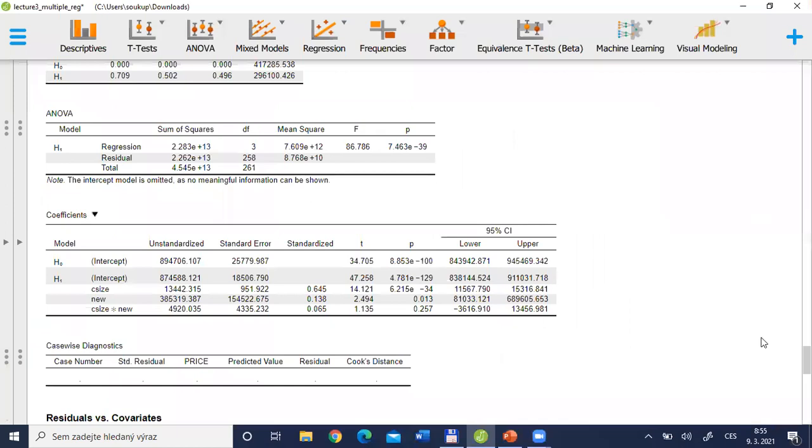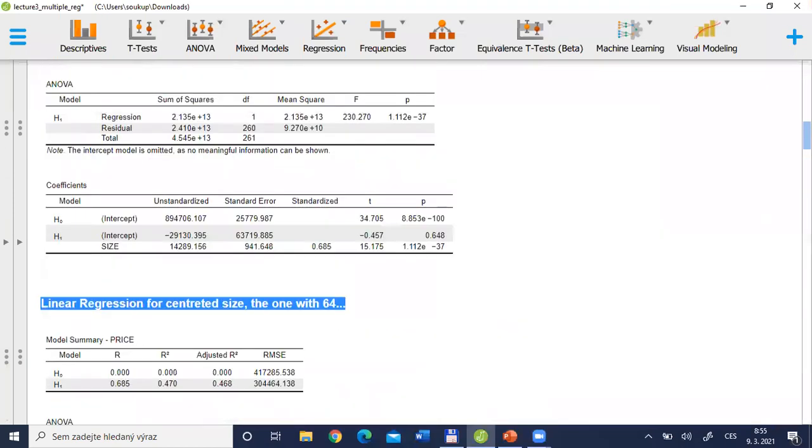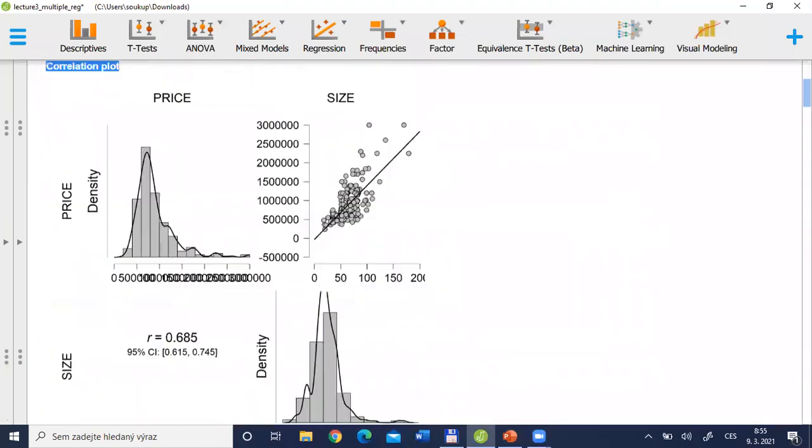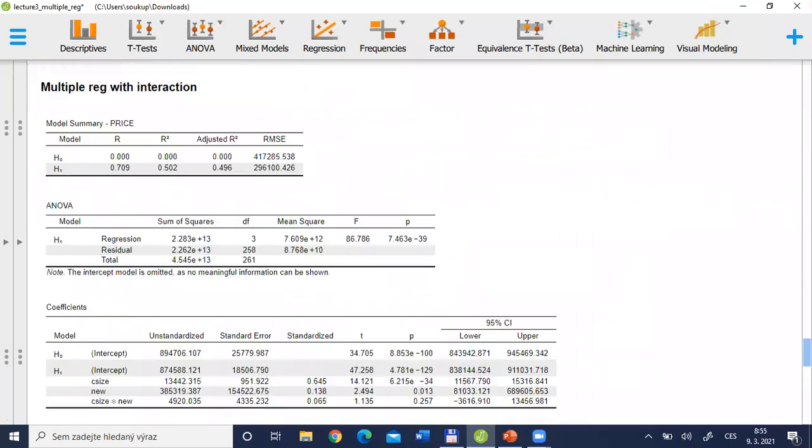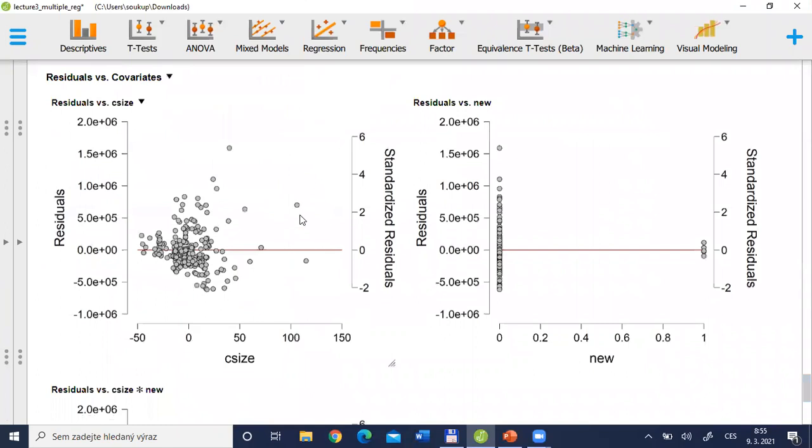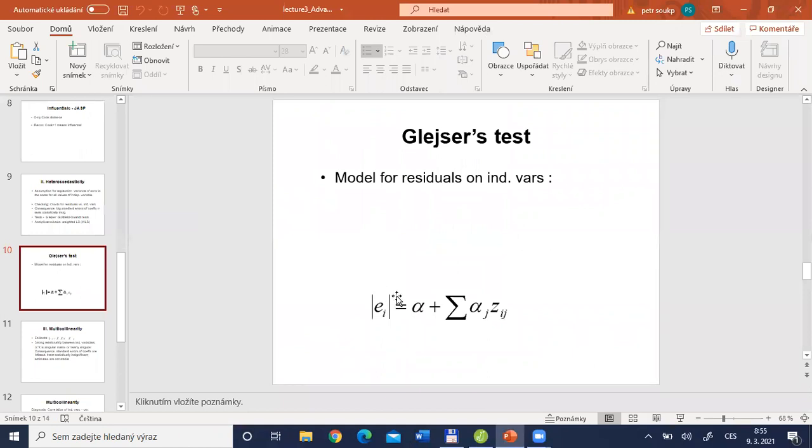So first of all, Glejser recommended the following. Let's take these differences, these residuals. It means these vertical points, or if we go back to our previous picture, these sizes. So these are residuals. Let's compute these differences, and according to Glejser, it is recommended to take absolute values of these differences.